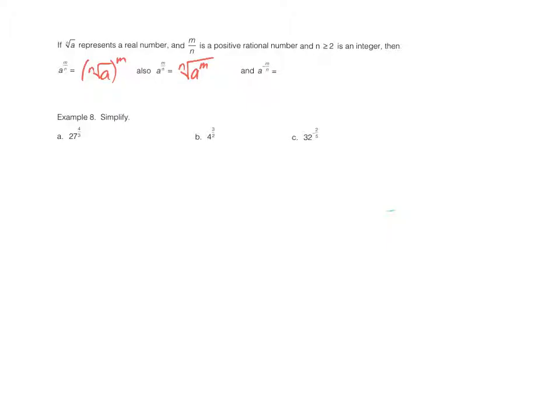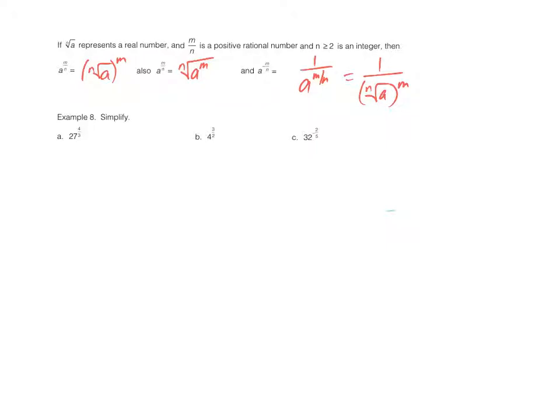If the exponent is a negative number, then this is going to be the same as we did before. We're going to use our negative exponent property. So that's going to be 1 over a to the m over n. So that equals 1 over the nth root of a, all raised to the m.